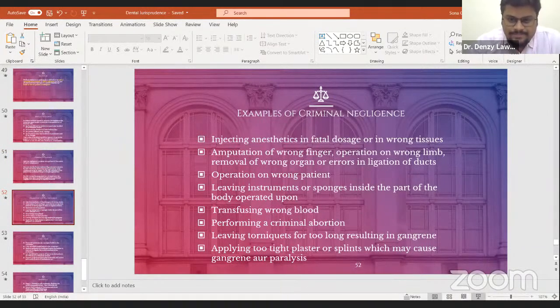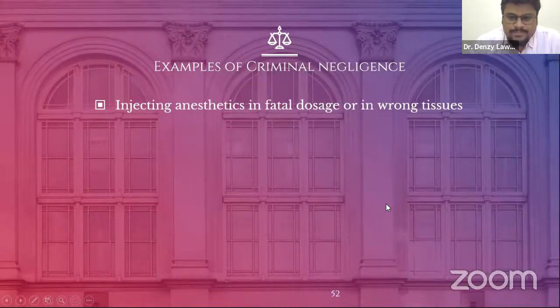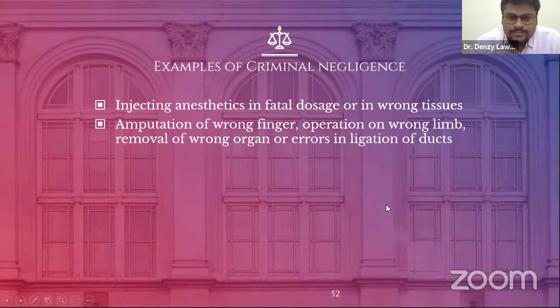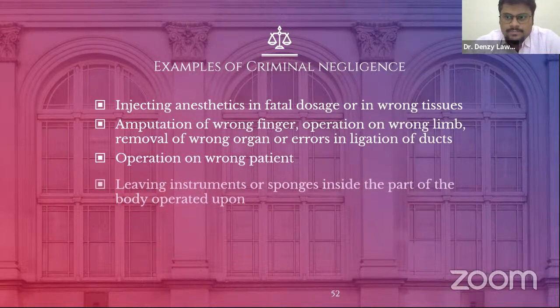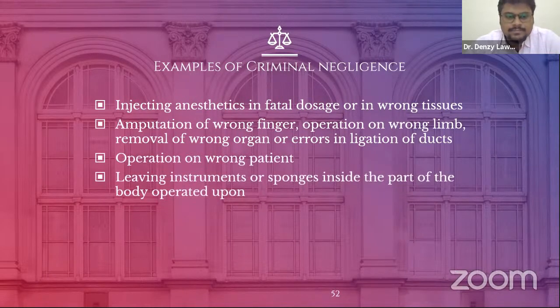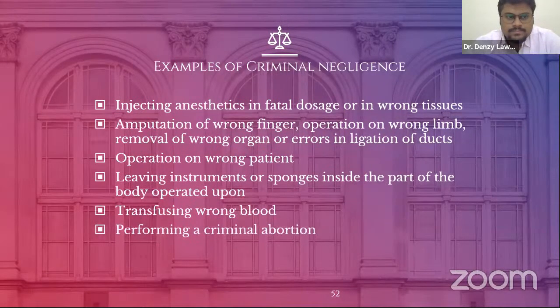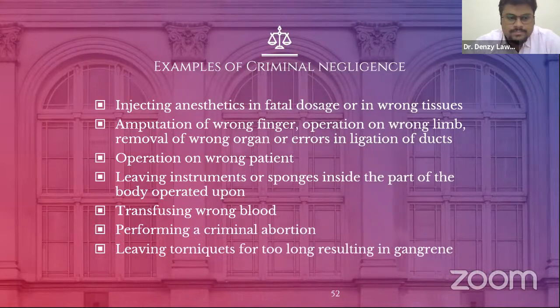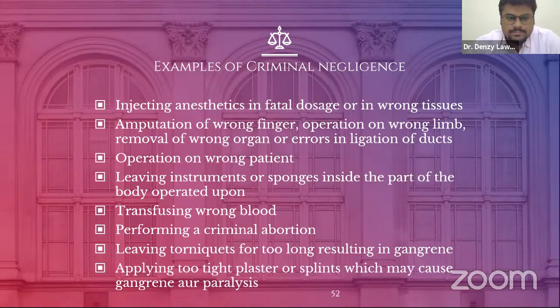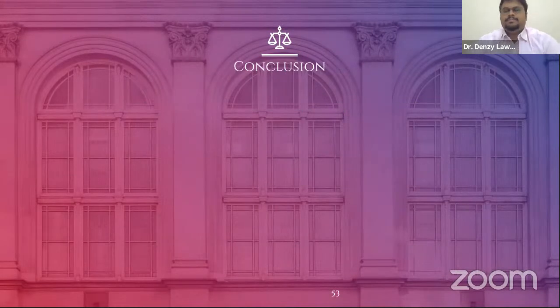Some examples of criminal negligence are injecting anesthetics in fatal dosage or in wrong tissues, amputation of wrong finger, operation on wrong limb, removal of wrong organ, or errors in ligation of ducts. In our case, removal of wrong tooth, which unfortunately happens more often than it should. And then operation on wrong patient, leaving instruments or sponges inside the part of the body operated upon, transfusing wrong blood, performing a criminal abortion, leaving tourniquets for too long, resulting in gangrene, applying too tight plaster or splints, which may cause gangrene or paralysis. So these are some of the reasons you can be held for criminal negligence.